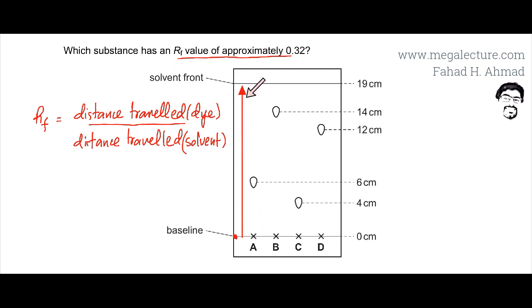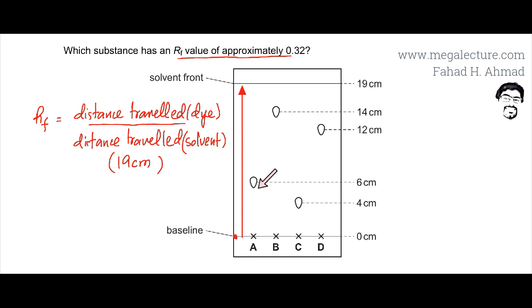So this is the solvent moving, and as the solvent dissolves the dye, the dye would travel with it. So these dye particles are also traveling with it. So the distance traveled by the solvent is going to be 19 centimeters. So this is given as 19 centimeters, and I have different dyes.